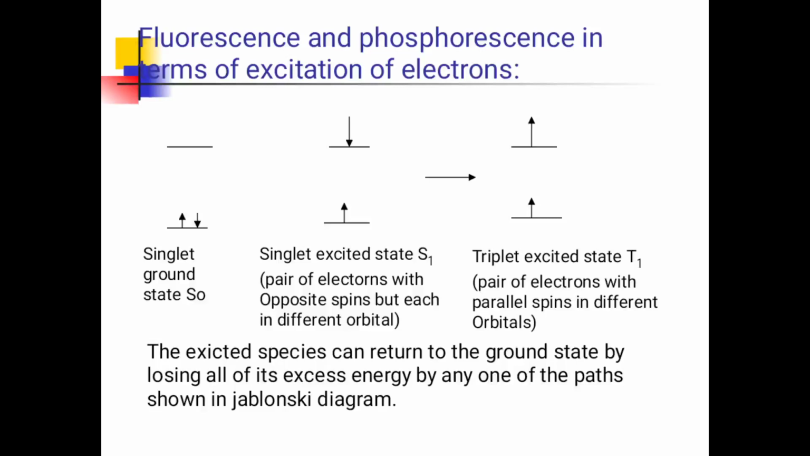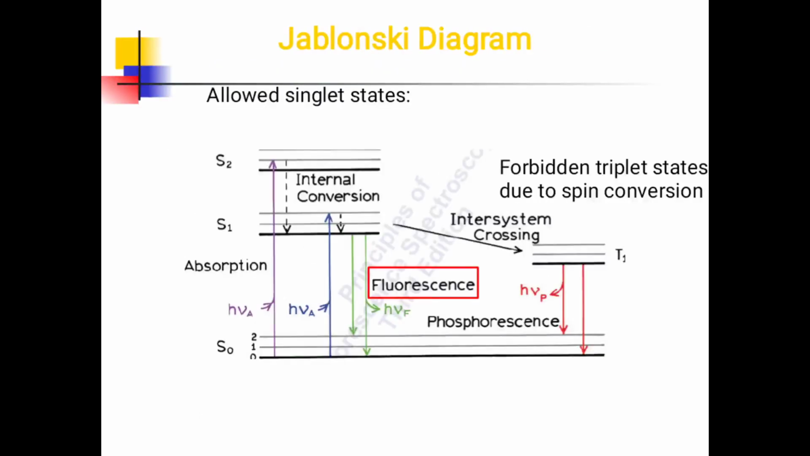The excited species can return to the ground state by losing all the excess energy by any one of the paths shown by the Jablonski diagram. This is the Jablonski diagram. S0 is the singlet ground state, and the molecules absorb energy to form the excited singlet states S1 and S2. Here there is a loss of energy, S2 to S1, which is internal conversion. Again the energy is shifted to the triplet state, which is intersystem crossing. The energy emitted from S1 to S0 is fluorescence, and from the T1 state to S0 is phosphorescence.